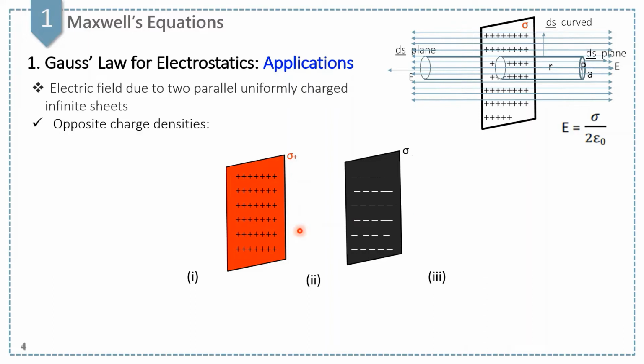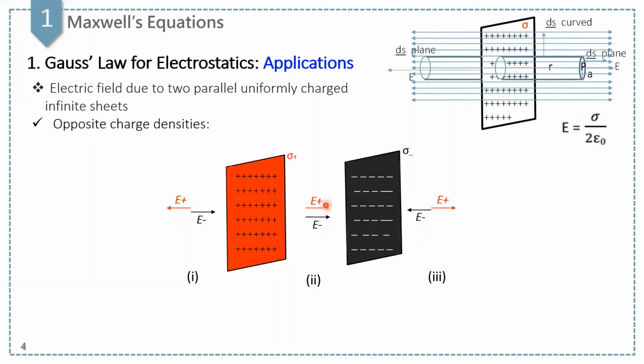To answer these questions, let's have a look at the direction of electric fields at all three regions. For example, the left sheet, being positively charged, produces a field sigma over 2 epsilon naught, which points away from it, to the left in region 1 and to the right in regions 2 and 3. The right sheet, being negatively charged, produces a field sigma over 2 epsilon naught, which points to the right in regions 1 and 2 and to the left in region 3.